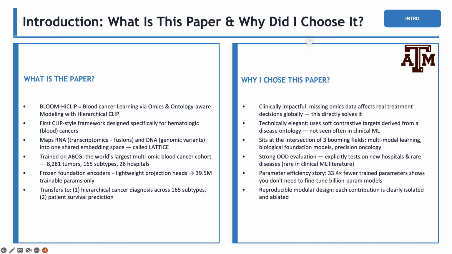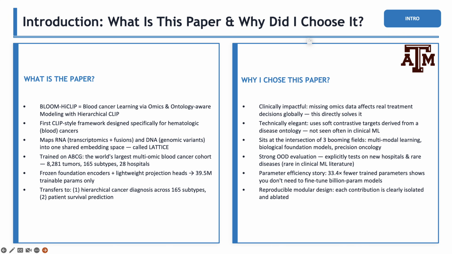At its core, HiCLIP is the first CLIP-style contrastive learning framework built specifically for hematologic, meaning blood cancers. You may know CLIP from OpenAI. It aligns images and text into a shared space. This paper does the same thing, but instead of images and text, it aligns RNA-derived data on one side, things like gene expression and fusion events, and DNA-derived data on the other side, things like genomic mutations and variants. The goal is to push these two different views of the same patient's tumor into one shared embedding space. They call it a lattice.